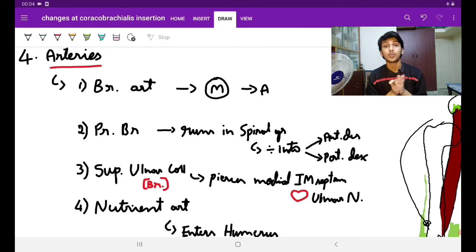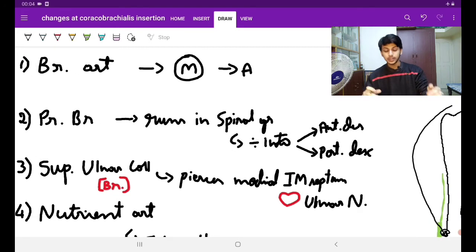Then there is the profunda brachii artery. What is profunda? Profunda is deep. What is brachii? It is the arm, brachium. So the deep artery related to the arm, that is the profunda brachii artery, which is the branch of brachial artery, isn't it? So it runs in the spiral groove. But there is something else running in the spiral groove. That was the radial nerve.